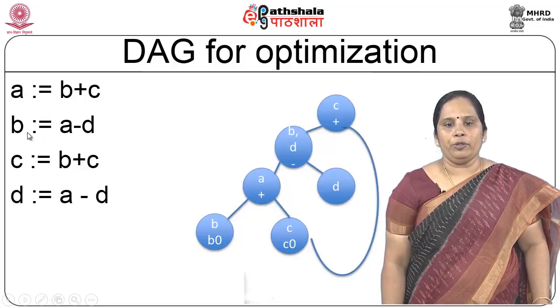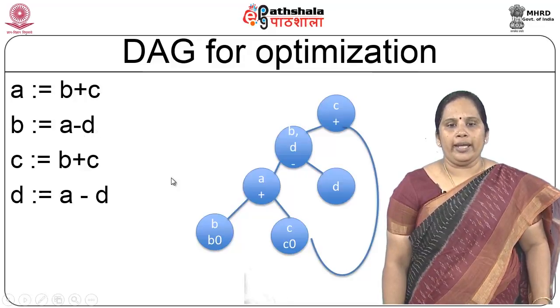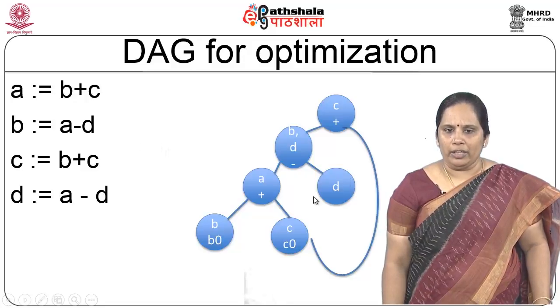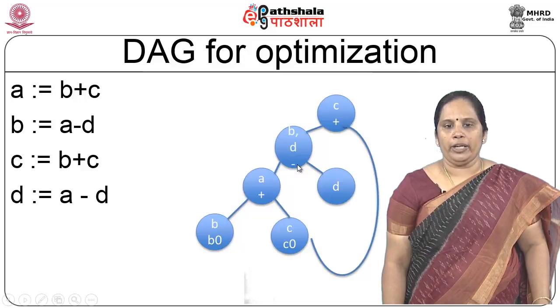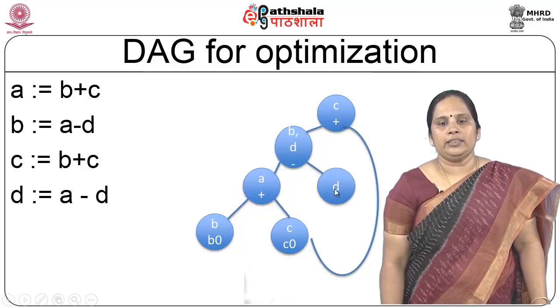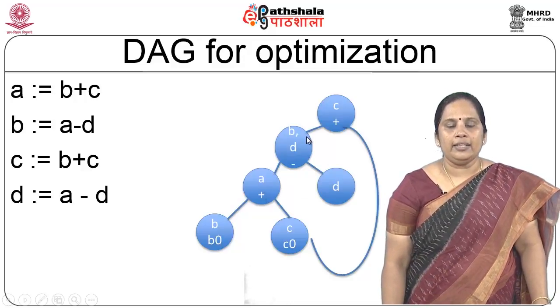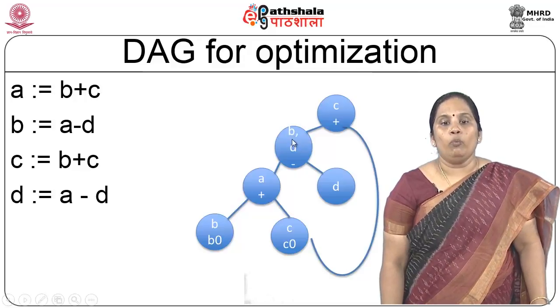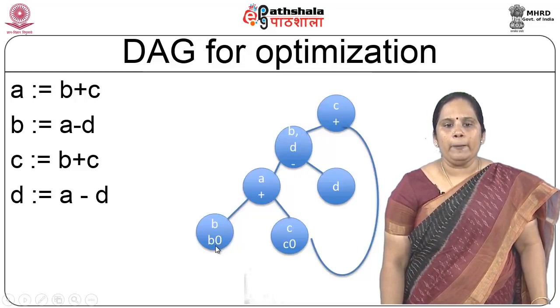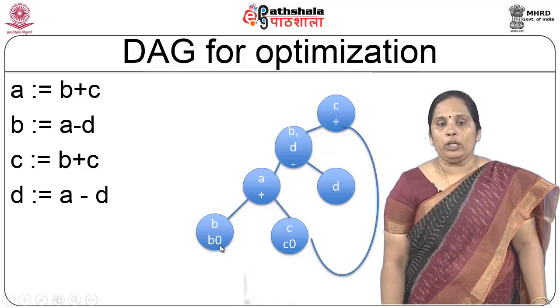Then the next computation is B is equal to A minus D. So, is there a node A already available? Yes. Is there a node D already available? No. Therefore, I will create it. And then the interior node is a subtraction operator whose LHS and RHS will be the nodes A and D, and this is going to be called B. Now, once I name this node as B, my previous B becomes B naught.